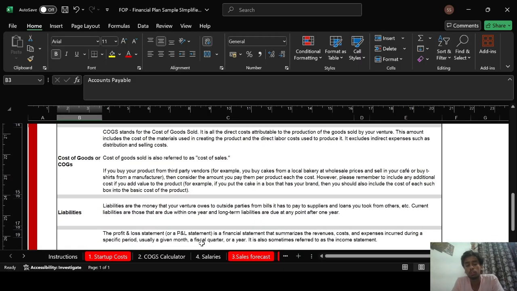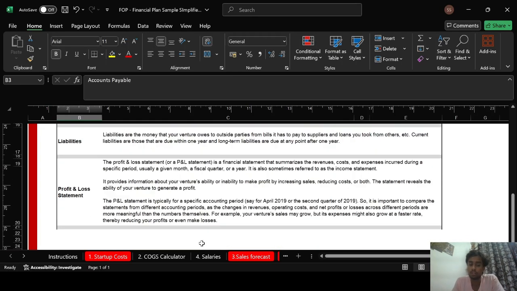If you buy a product from a third-party vendor, for example, you buy cakes from a local bakery at wholesale prices and sell them in your cafe, or buy t-shirts from a manufacturer, then consider the amount you pay per product as the cost. However, please remember to include any additional cost if you add to the product. For example, if you put the cake in a box that has your brand name, then you should also include the cost of each such box in the basic cost of the product.